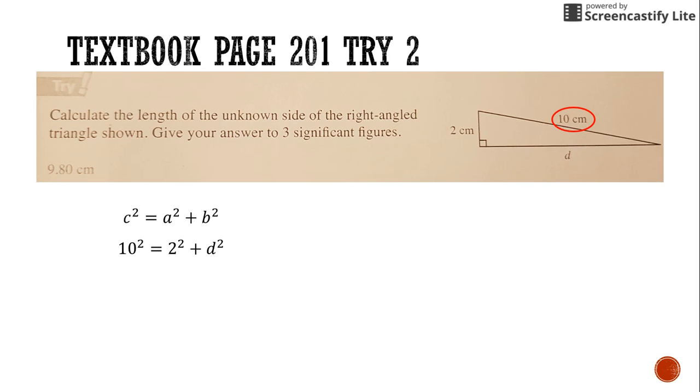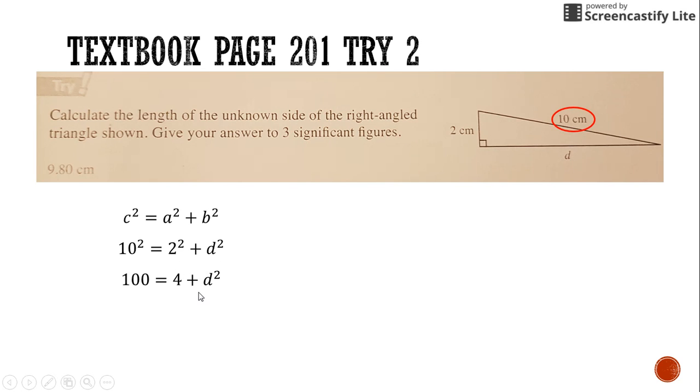And again, using our calculators, we get 100 is equal to 4 plus D squared. Now again, a reminder, we want to find the length of this unknown side, which is D. Therefore, whatever we want to find, we keep on one side. Whatever is not required, we move to the other side. So in this case, we have a 4 plus D squared over here. Now, we are not interested in 4 plus D squared. We only want the D squared for now.